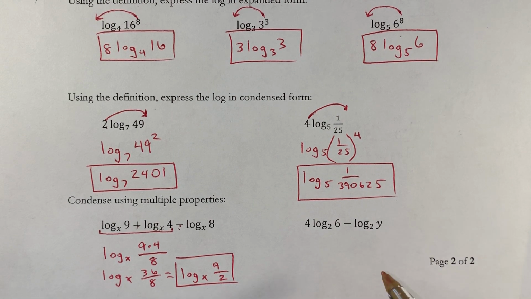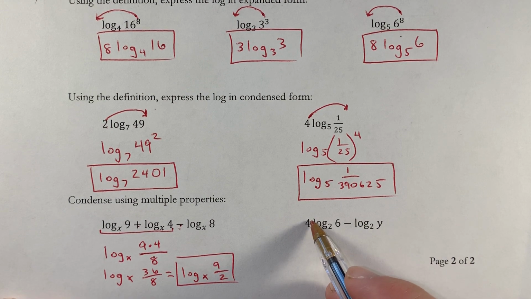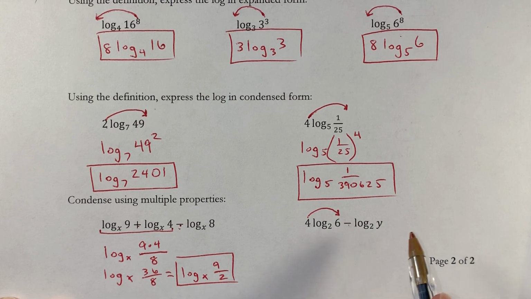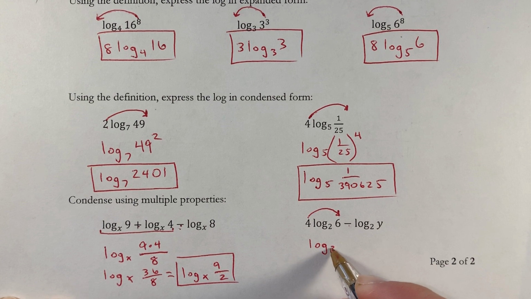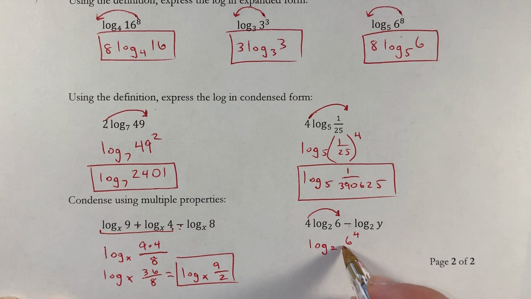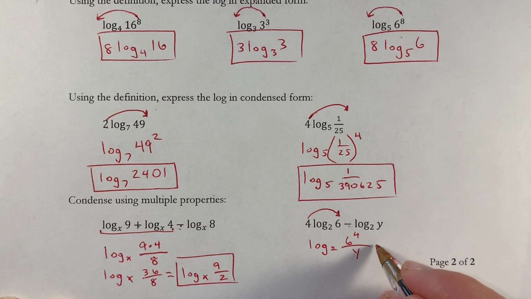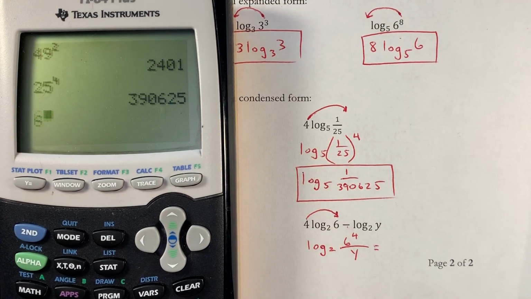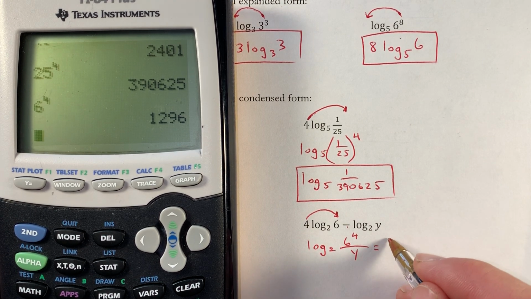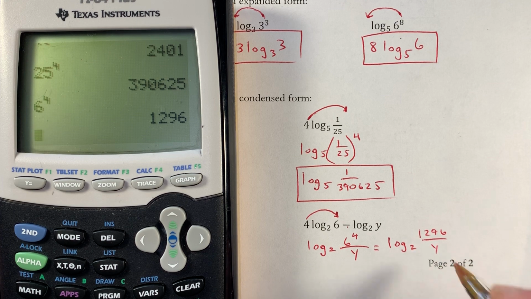And last, we've got 4 times log base 2 of 6 minus log base 2 of y. I've got a coefficient here that can be moved here as an exponent. Then minus means I'm going to divide. So I've got log base 2 of 6 to the 4th power. And that is going to be divided by, because of that subtraction, by y. So I need to figure out what 6 to the 4th power is. So 6 raised to the 4th power is 1,296. So this is the same as log base 2 of 1,296 over y.